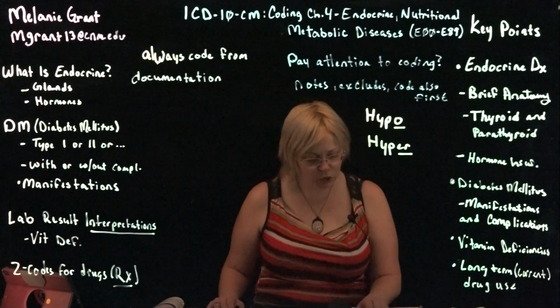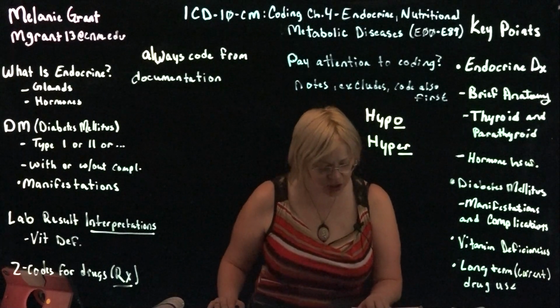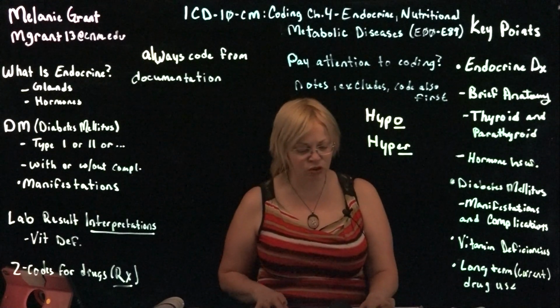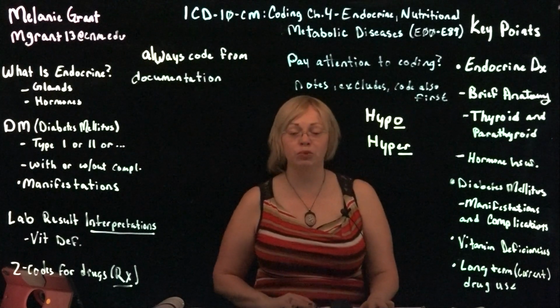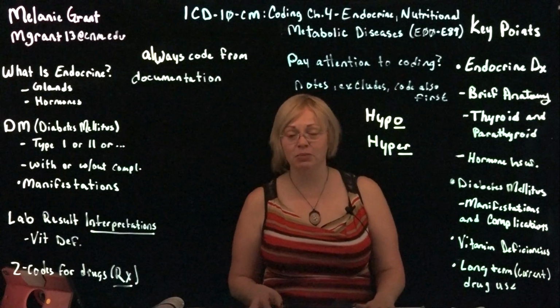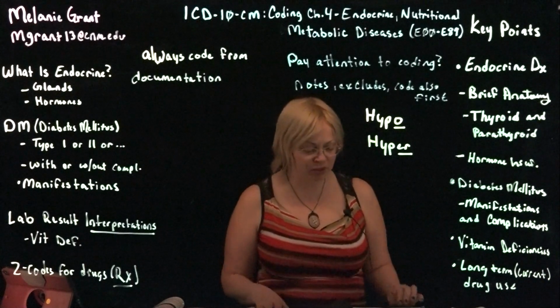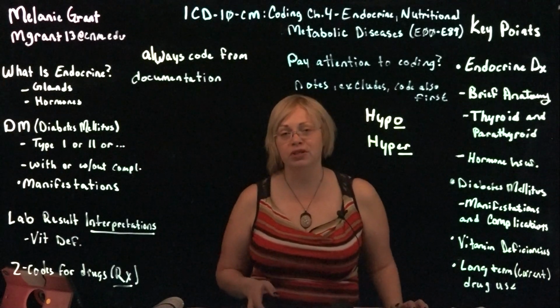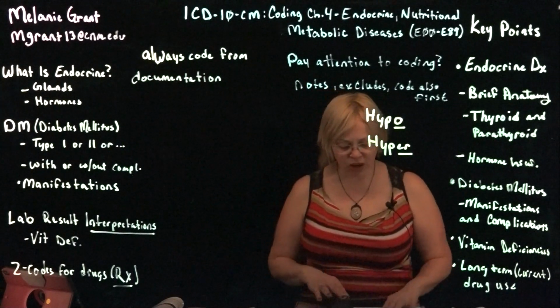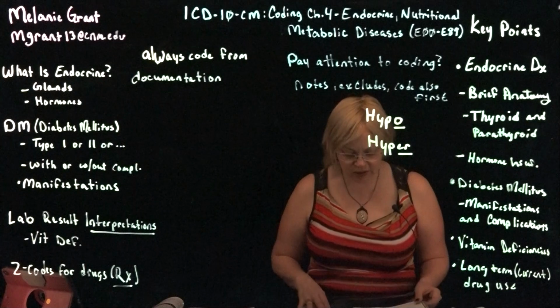There's also an Excludes1 note, which indicates to us transitory endocrine and metabolic disorders specific to the newborn should be coded as newborn codes. So if the newborn gets something from mom, it's typically a temporary condition, and it will be under the P codes for newborns, not here. So keeping that in mind, we move on and we start looking at our disorders of the thyroid.